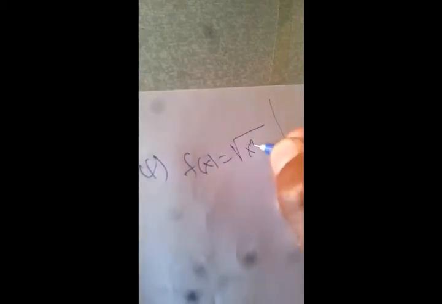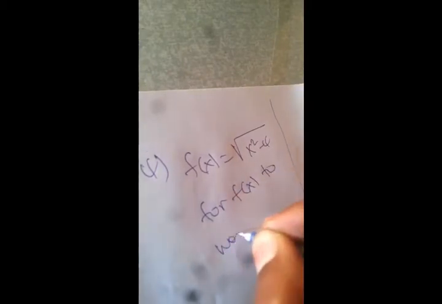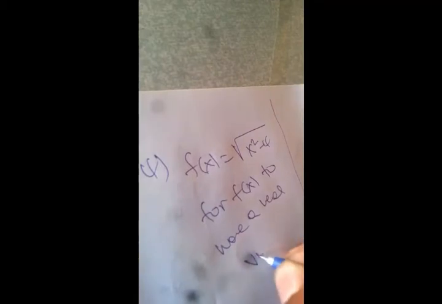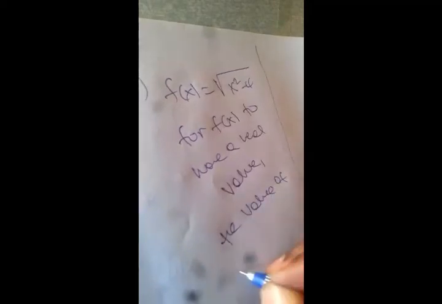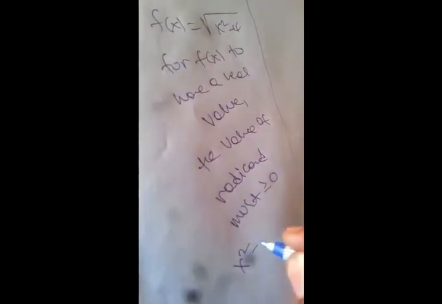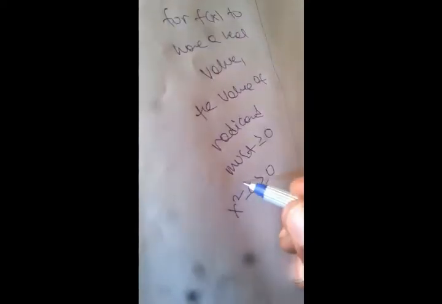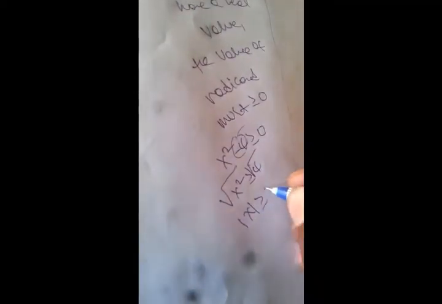And our fourth example is f of x equals the square root of x squared minus 4. Therefore, for f of x to have a real value, the value of the radicand, meaning the expression under the square root, must be greater than or equal to 0. Therefore x squared minus 4 must be greater than or equal to 0. When we bring this to the right, x squared is greater than or equal to 4. Under the square root, the absolute value of x will be greater than or equal to 2.